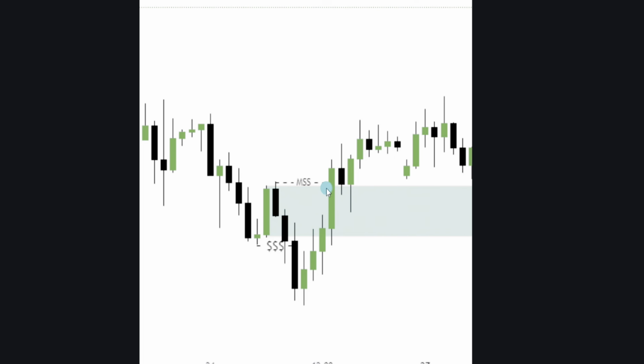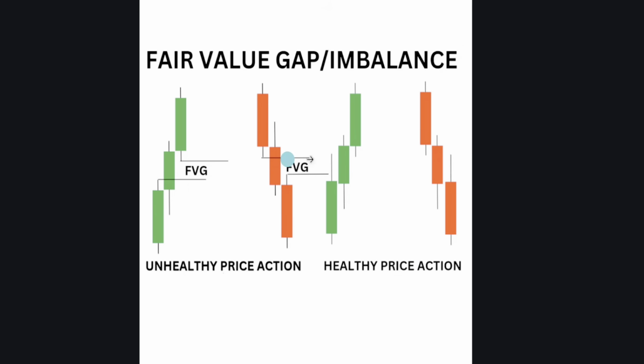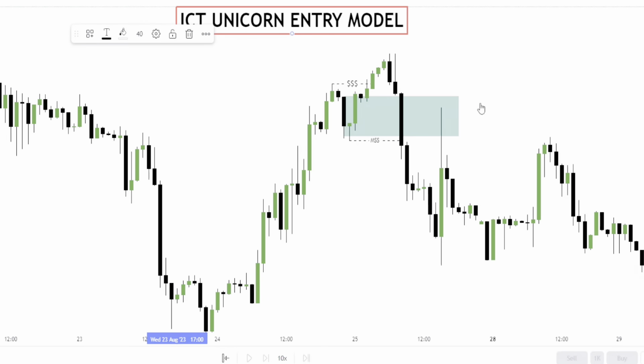So what we want to do is to use the combination of these two, both a breaker block and a fair value gap, when we have the confluence to get an entry. And that is what ICT calls the unicorn entry model. We have an example right here.